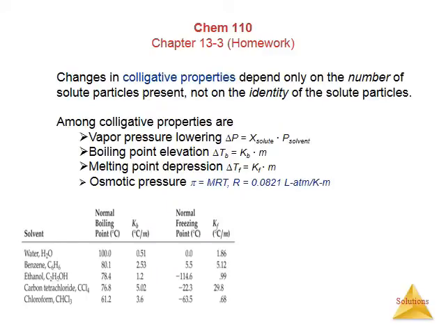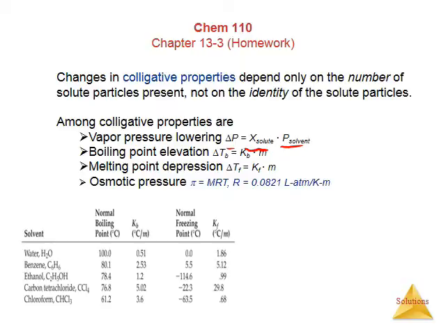In this section of chapter 13, I would like to discuss homework problems from the book. Now, a few expressions that you need to know before we apply them in solving problems. Vapor pressure lowering is given by mole fraction of solute times vapor pressure of pure solvent. Mole fraction means total number of moles of solute divided by the total number of moles of solute plus solvent.